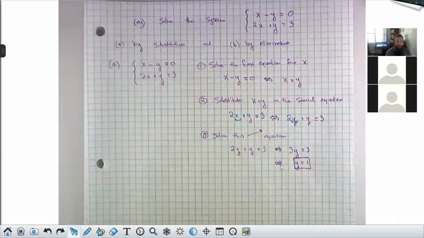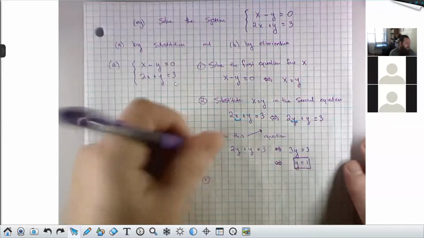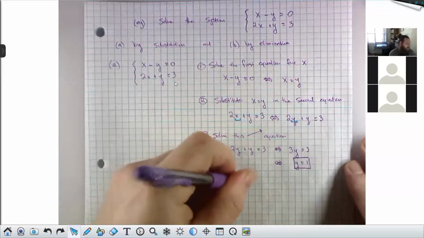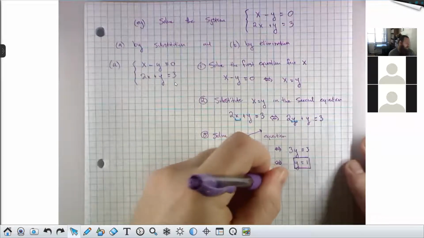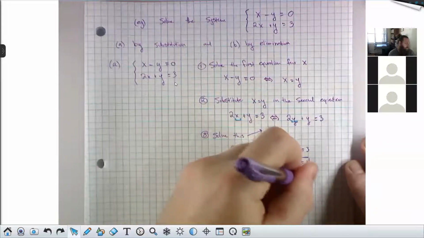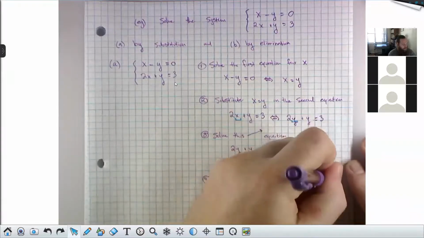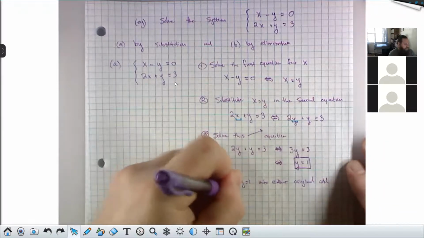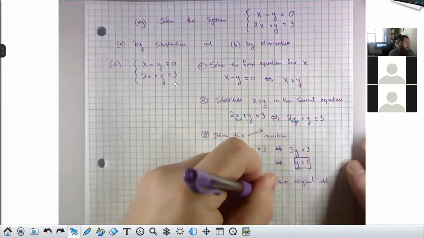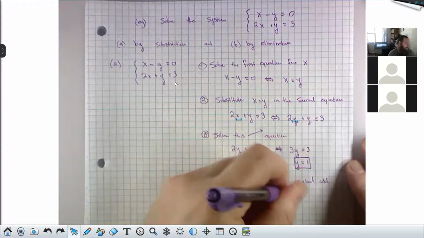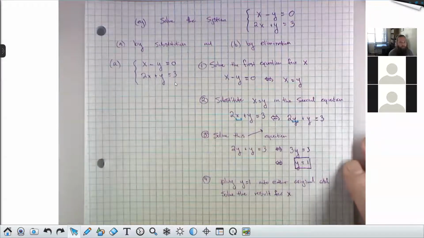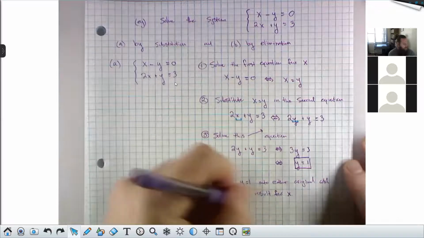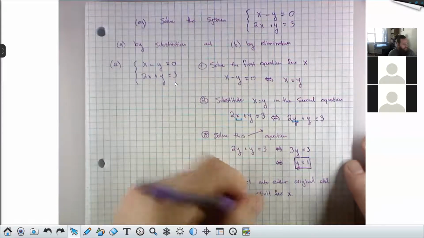And then finally, remember my last step is to take this, plug it back into either of the original equations to solve for x. Again, we have a choice here. So we're going to plug y equals 1 into either original and solve the result for x. Again, I think the first equation is easier to work with, so I'll use that one, but we would get the same thing either way.